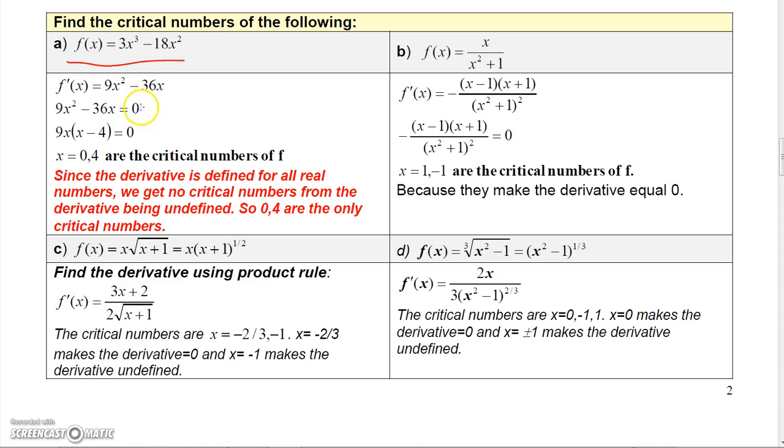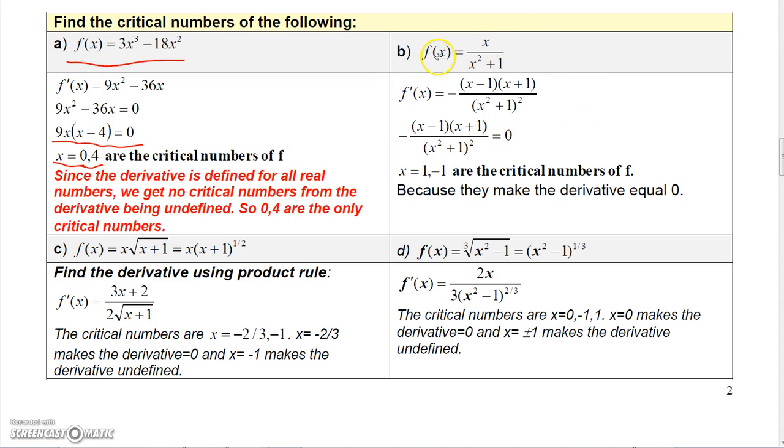So I would set that derivative equal to 0, and then I would factor out a 9x out of each term, and so I get 9x times (x minus 4). And I know if you set 9x equal to 0, you would get x equals 0. And if you set x minus 4 equal to 0, you would get x equals 4. So x equals 0 and 4 are the critical numbers of this function.